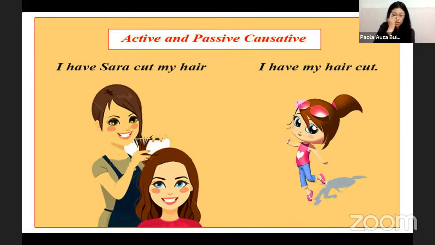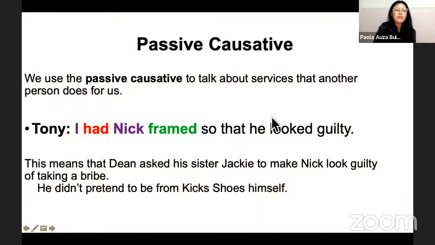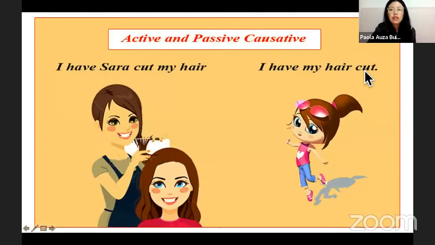All right. Okay, let's take a look and try to understand when I use this passive causative, what it really means. So we use passive causative to talk about services. Here I'm getting a service. I'm getting someone to cut my hair. I'm not going to cut it myself.